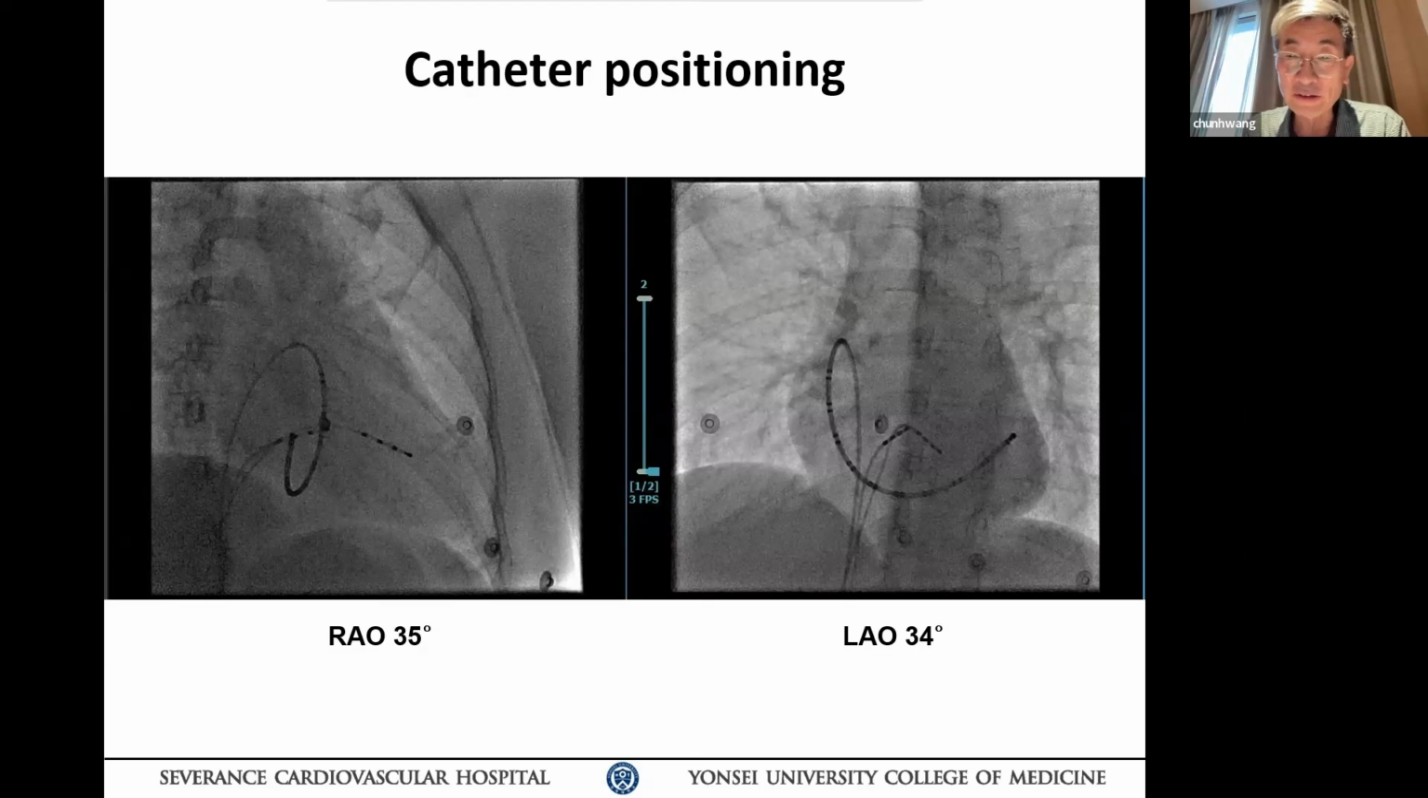You have a duodecapolar catheter, your His bundle nicely placed. How about the RV catheter? We talk about this all the time. Where do you think this catheter is located? In mid-septum. Probably pretty close to the moderator band, I bet. Go look at the intracardiac ECG now.